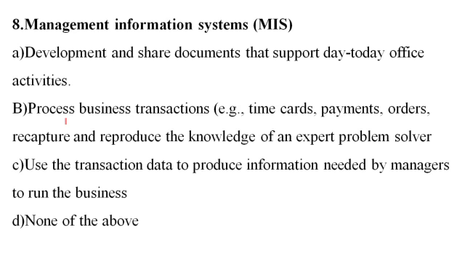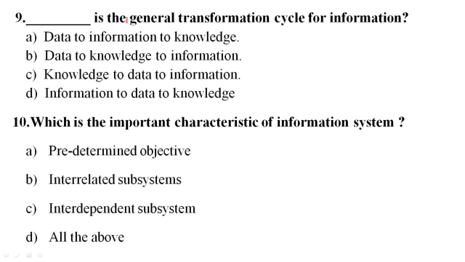It states that dash is the general transformation cycle for information. Options are data to information to knowledge, data to knowledge to information, knowledge to data to information, information to data to knowledge. Which is the general transformation cycle for information? How the information is transformed in various cycles to the management level. So the right answer is option D, information to data to knowledge. First, information is collected and converted to the exact data, and it is analyzed to the knowledge of management. So the right option is D.